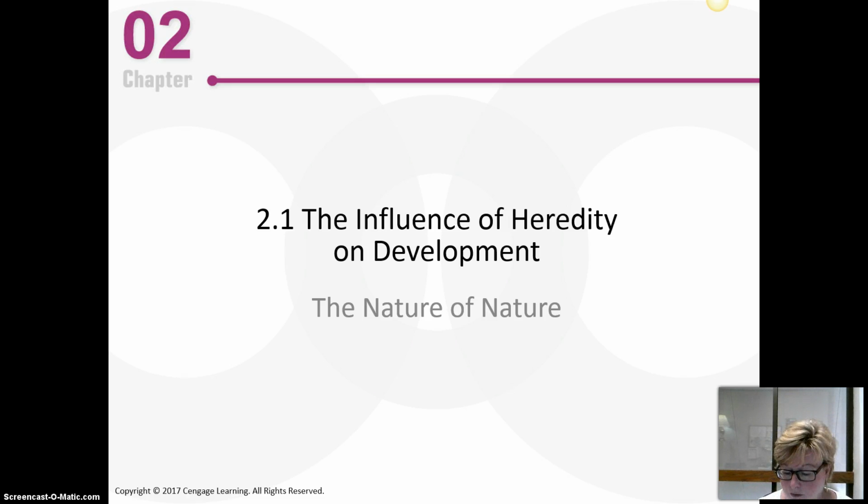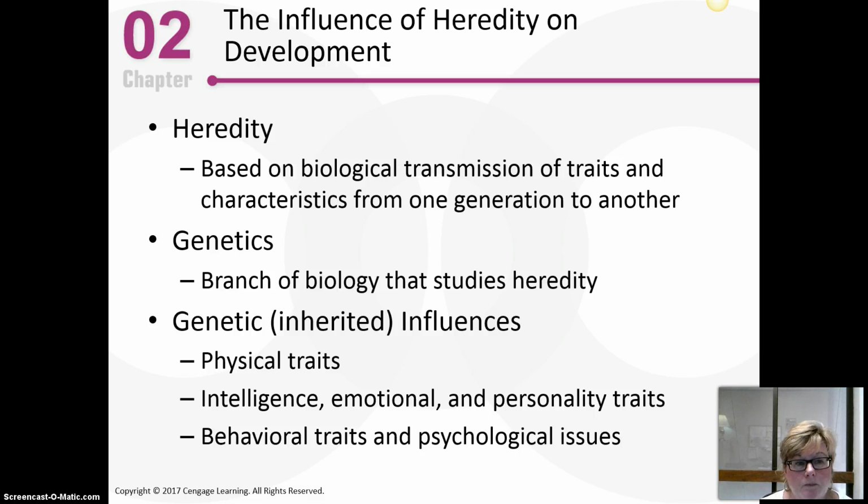So we're in chapter 2, and we're specifically looking at the influence of heredity on development, and we're back to talking about nature versus nurture, which we did talk about in chapter 1. So the very first thing that we want to make sure we understand is the basic definition of heredity. It's based on biological transmission of traits and characteristics from one generation to another.